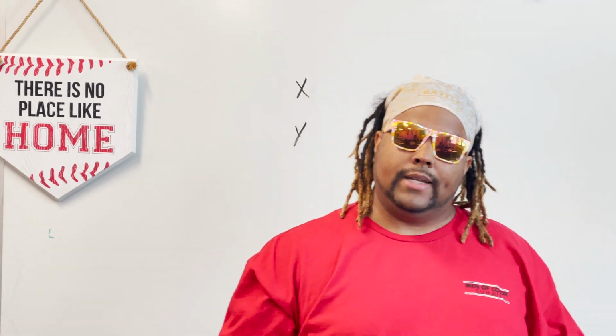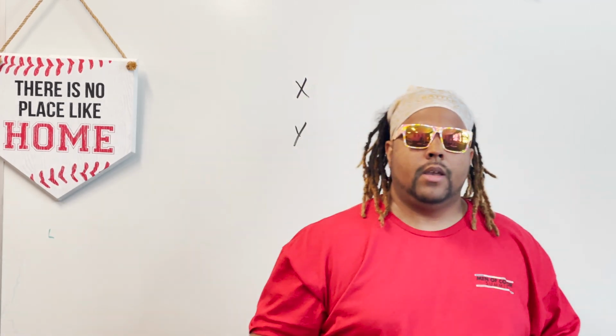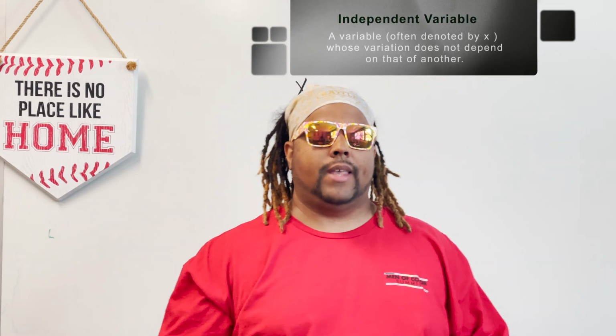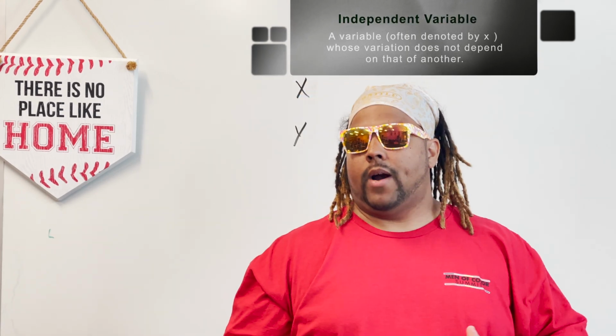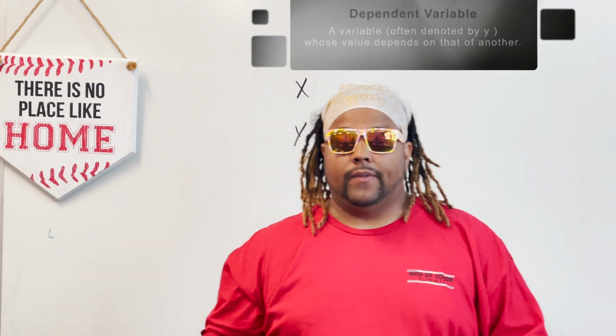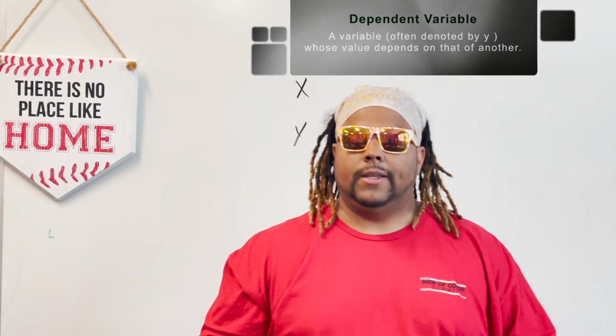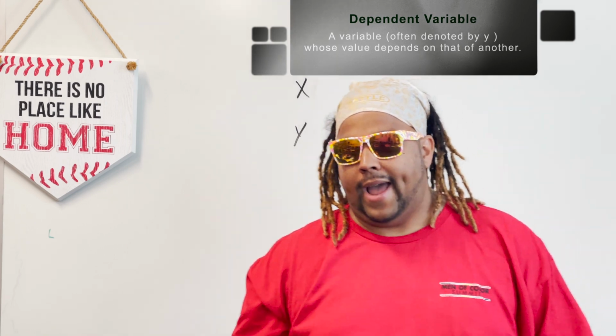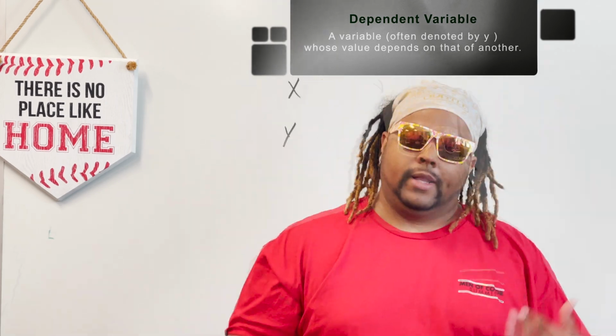So let's talk about independent and dependent variables. An independent variable is just that. It's independent. Doesn't require anything else to give it its value. It just is what it is. A dependent variable is the opposite. A dependent variable requires other things to happen in order for it to get its value. Let me explain that further.